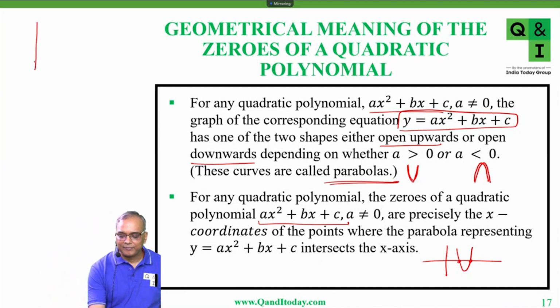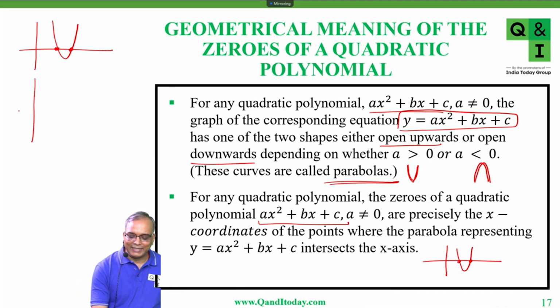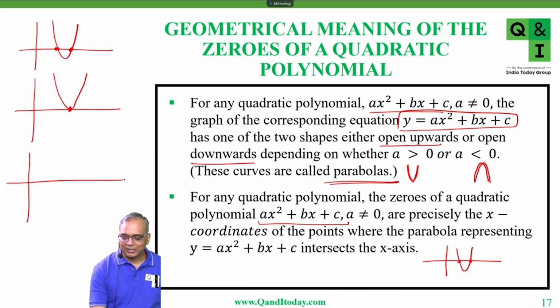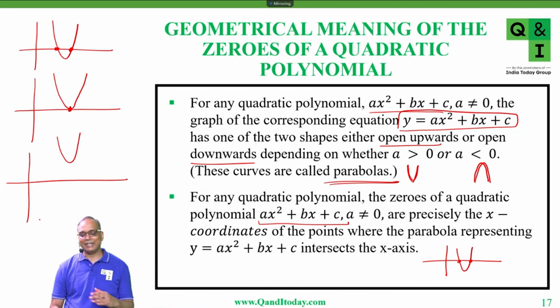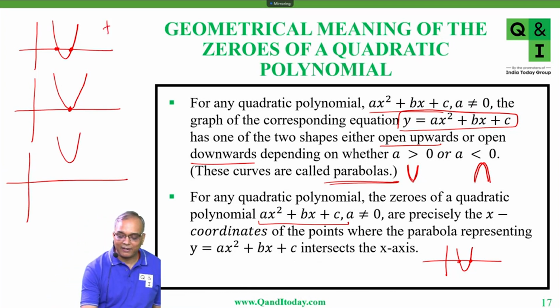First is when the parabola cuts it at 2 points, so there will be two zeros, this and this. Second is when it just touches it and goes ahead. Here there is only one zero. Third is when it does not touch the x-axis at all. So here we have two zeros. Here we have 1 zero, and in this case we have no zeros.